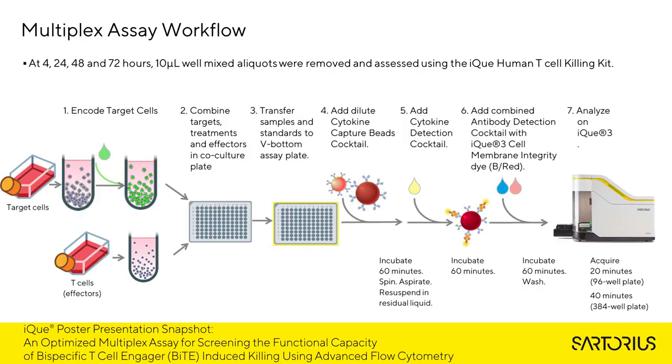At the desired time point, an aliquot of sample is transferred from the co-culture plate to an assay plate along with the cytokine capture beads and incubated for 60 minutes. There are 2 more 60-minute incubations following the addition of a cytokine detection reagent and an antibody detection reagent, after which the assay plate is washed and the samples are resuspended in a final 20 microliter volume. The sample data can be acquired on the IQ3.